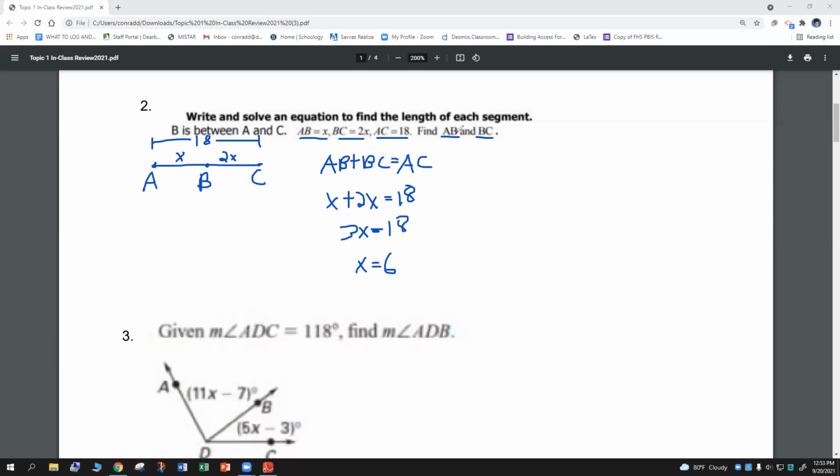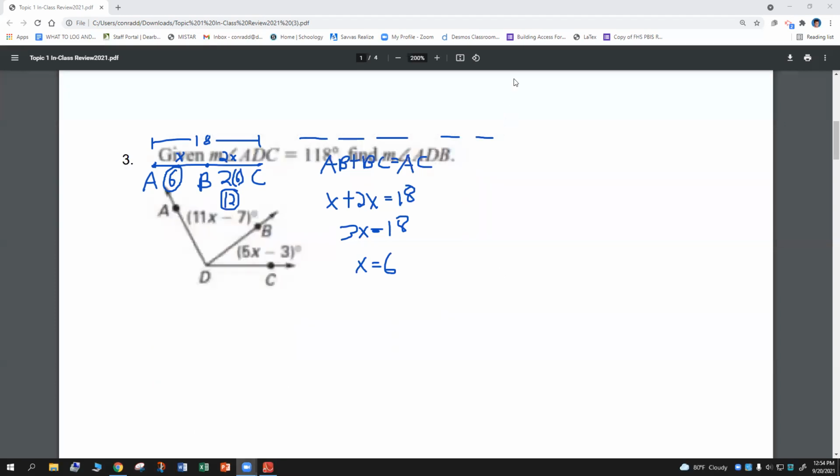That's not our final answer. We're looking for AB and BC, so we're going to plug that in. So AB is going to be 6, right? Just 1X, so 1 times 6 is 6. And then BC is 2X, that's 2 times 6, right, which is 12. And we know the answer is right because 6 plus 12 is going to add together to get 18.